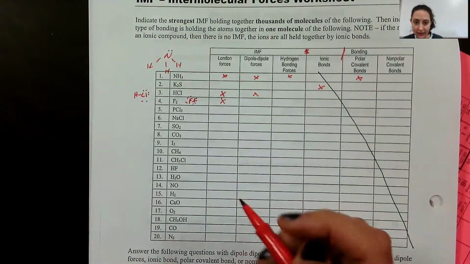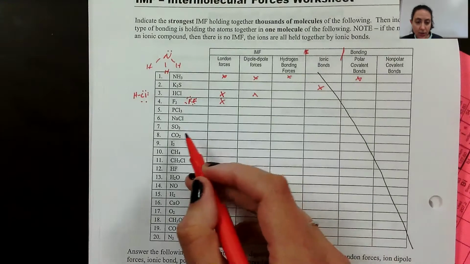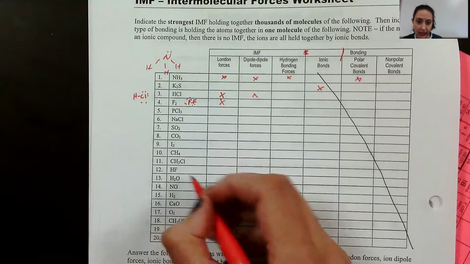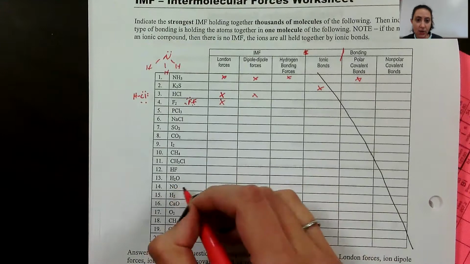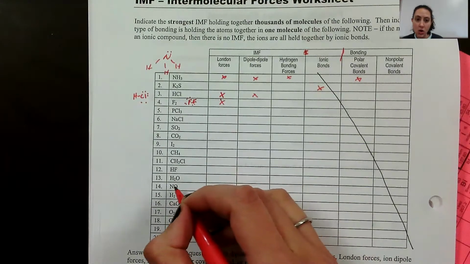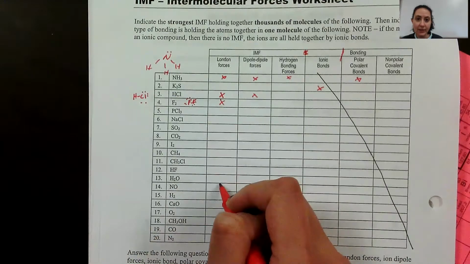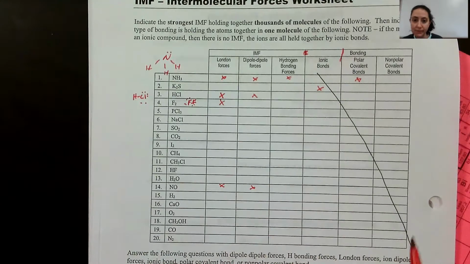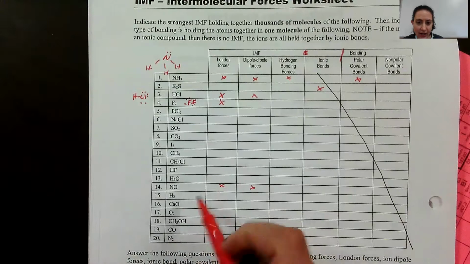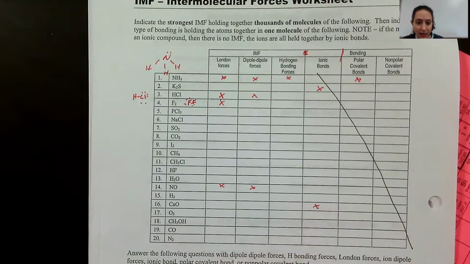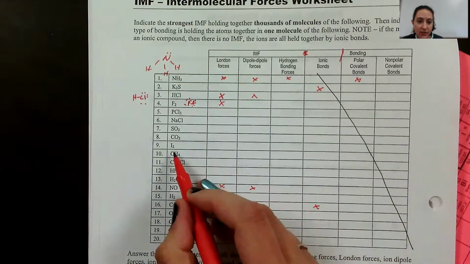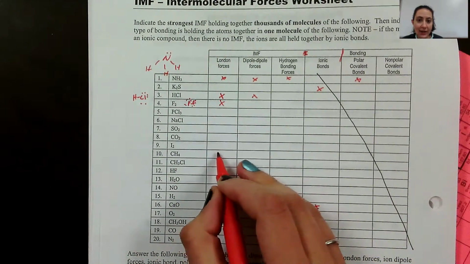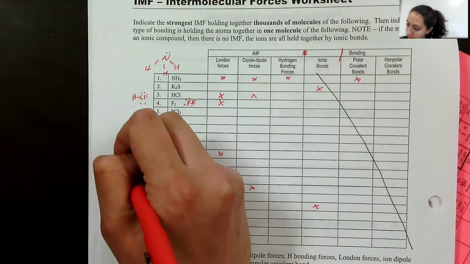Let's skip around a little bit. That one's kind of boring. Ooh, NO, that one's a fun one. NO has a nitrogen and an oxygen, so it's definitely going to have London dispersion and dipole, but no hydrogen bonding because there's no hydrogen. Let's see. I don't really see any other ion. Oh, here's another ionic one. So that one's kind of stupid. Just ionic. How about CH4? CH4 has London dispersion. We can draw out CH4 real quick.